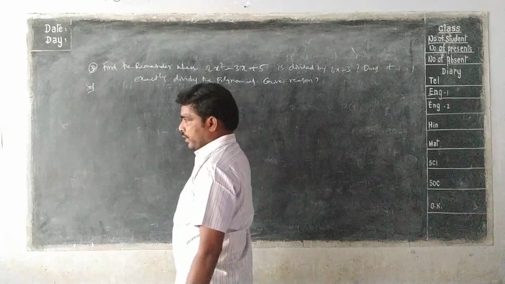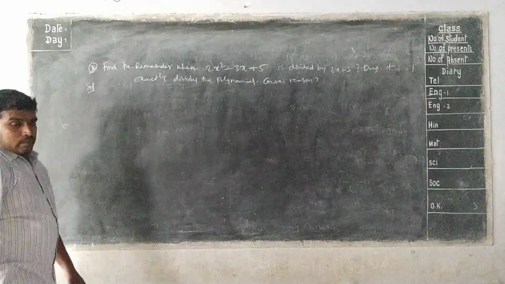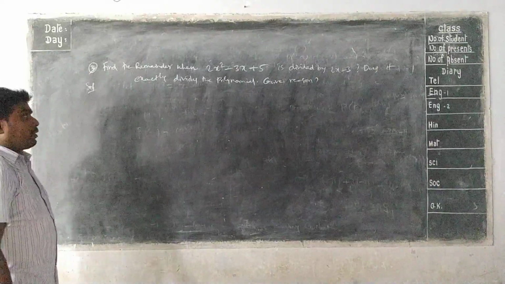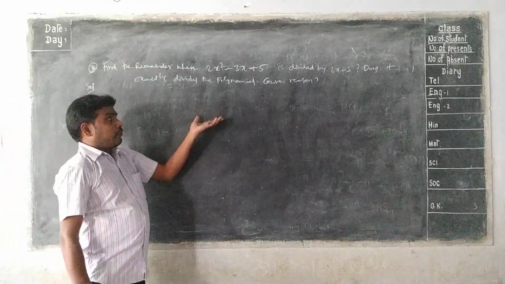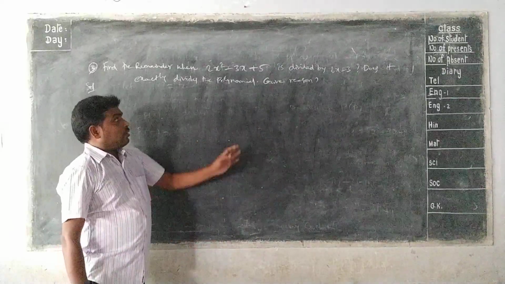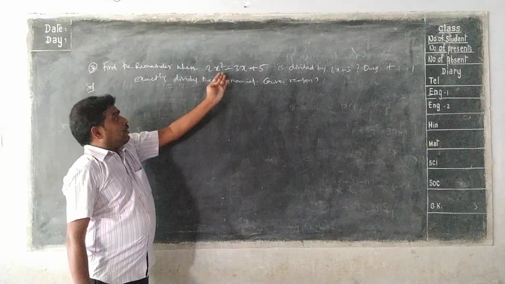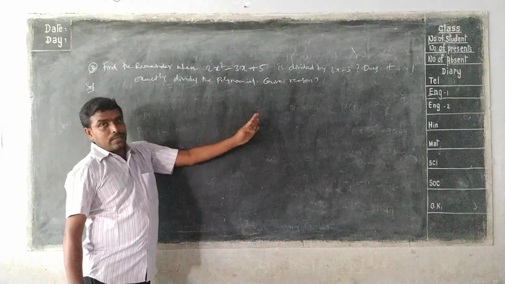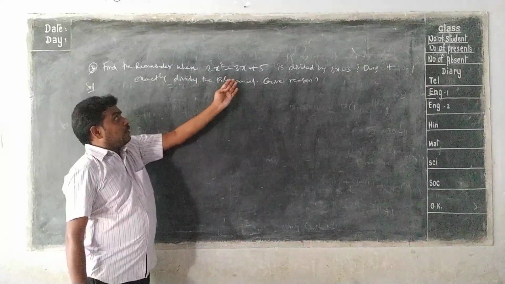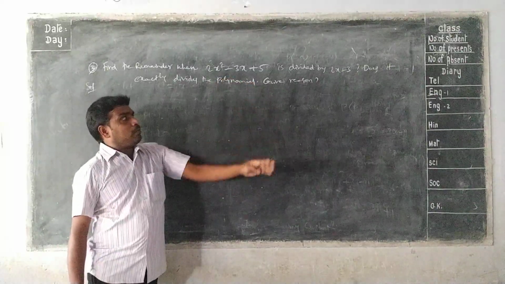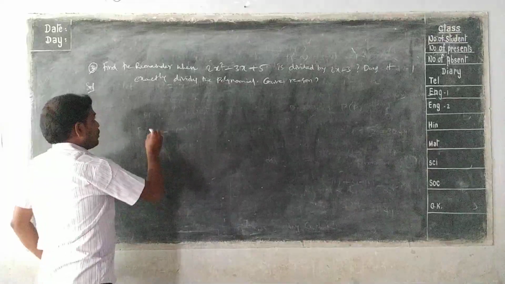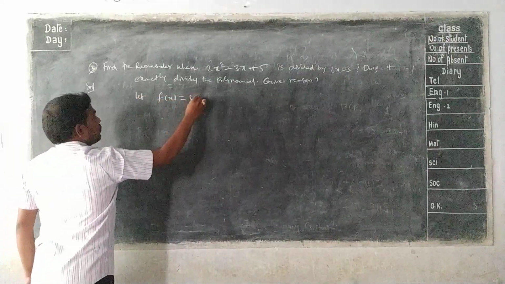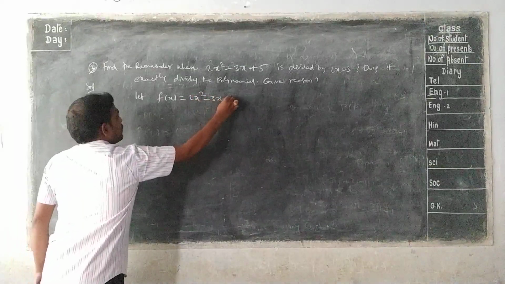So here you have to find the remainder and you have to check whether that linear polynomial exactly divides the given polynomial. That means what? Whenever you are finding the remainder, if the remainder is 0, then that exactly divides this polynomial. Suppose if you are getting other than 0 remainder, then this polynomial is not exactly divisible by 2x minus 3. So let f of x equal to 2x square minus 3x plus 5.